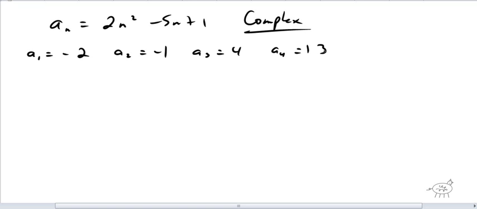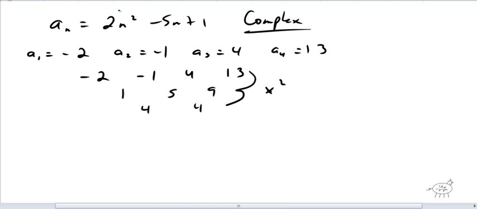Okay? So let's take a look at those terms now. Negative 2, negative 1, 4, and 13. Well, if I find these differences, the difference between these two is 1, between those two is 5 and 9, and the difference between these is 4 and 4. So you can see, just by plugging in the terms to check it out, to go from here to here, it's an x squared, and sure enough, it is an x squared.